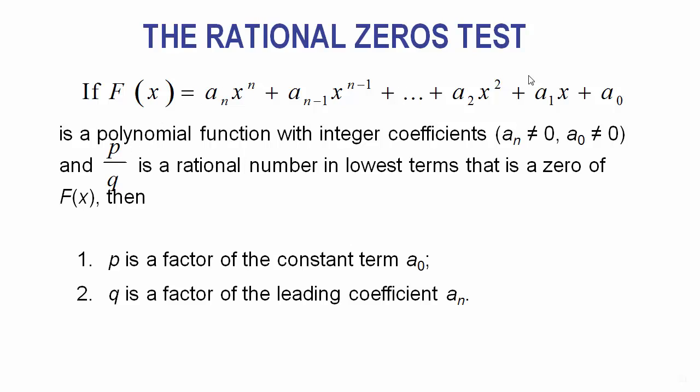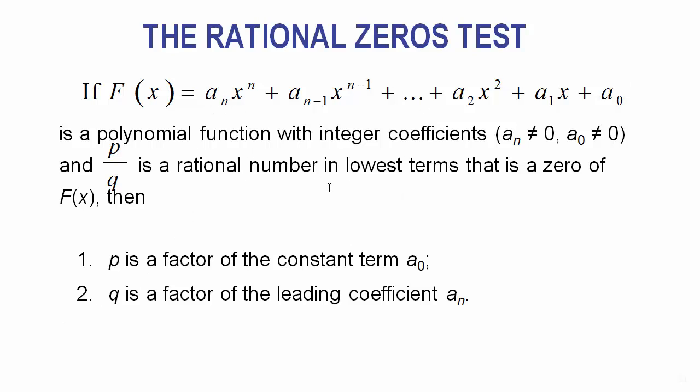So if we have a normal polynomial that ends in a number at the end, has a constant term, and we know that P over Q is some rational number, a fancy word for a fraction, in its lowest terms, meaning it's a fraction that's been reduced as far as it can, and it is a zero of this polynomial, then P, the top half of the fraction, is a factor of the last term, and Q is a factor of the first term.